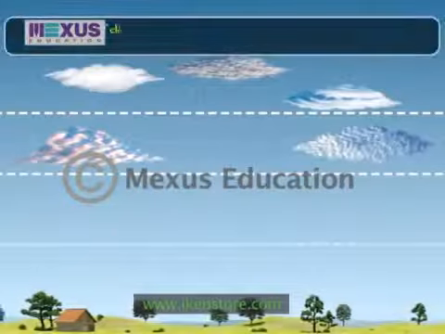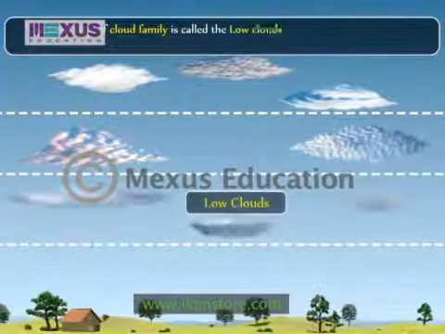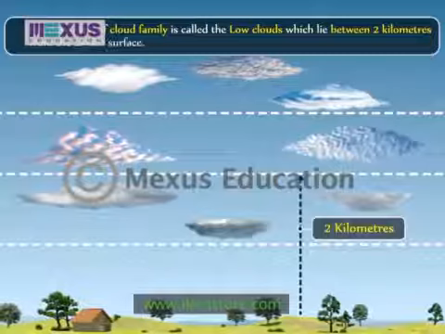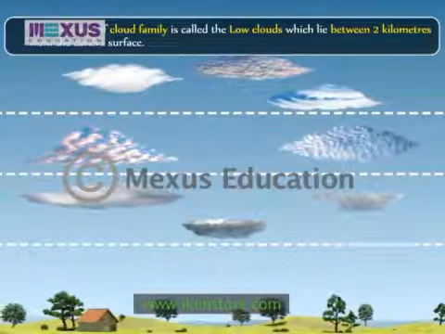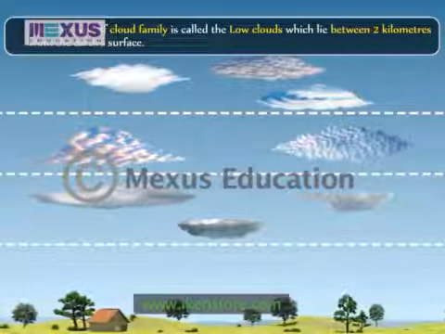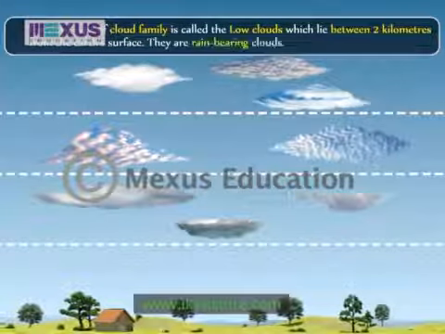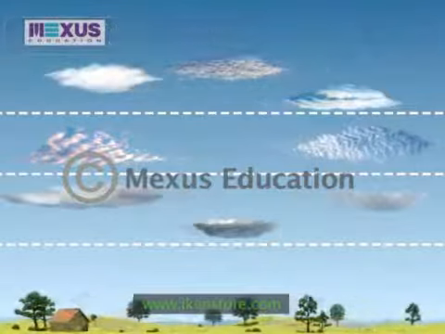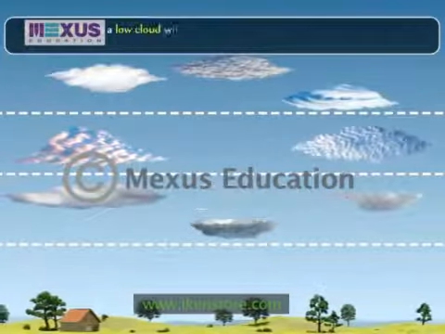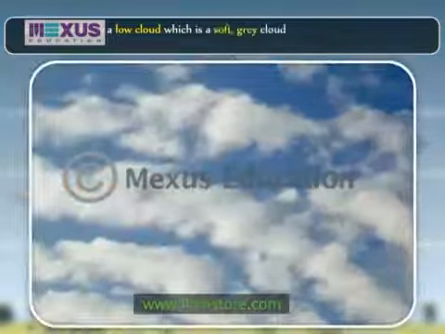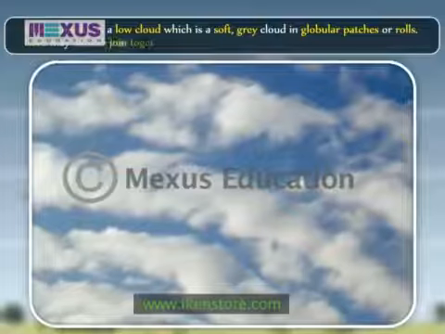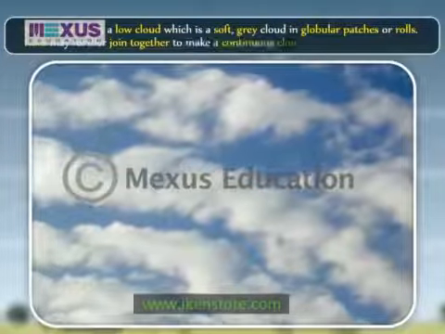The third cloud family is called the low clouds, which lie below 2 kilometers from the Earth's surface. The prefix nimbo or the suffix nimbus refers to these clouds. They are rain-bearing clouds. Stratocumulus is a low cloud which is a soft grey cloud in globular patches or rolls. Rolls may further join together to make a continuous cloud.